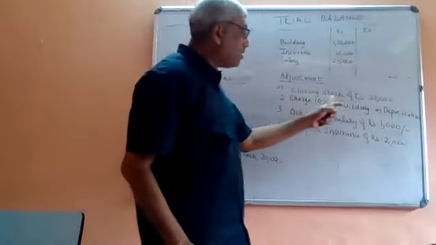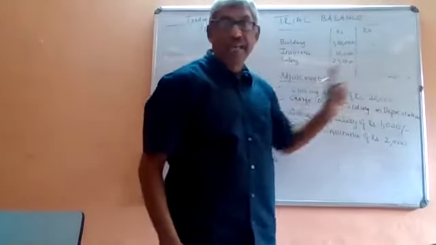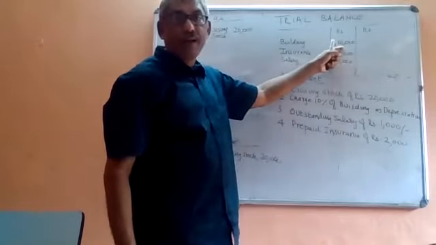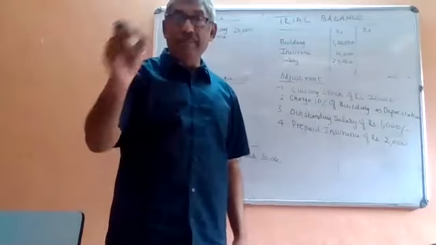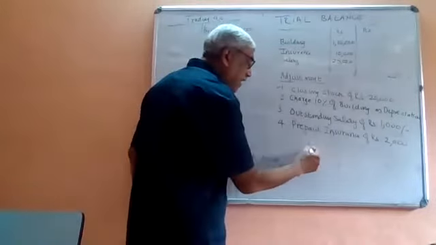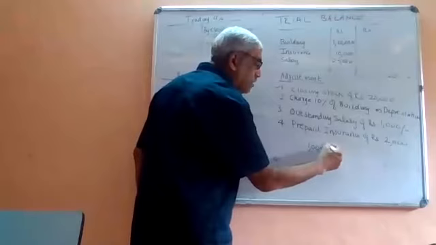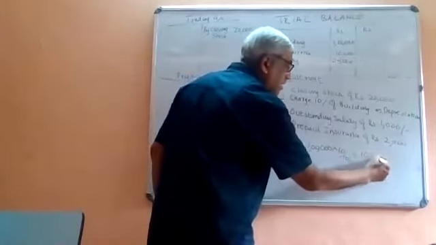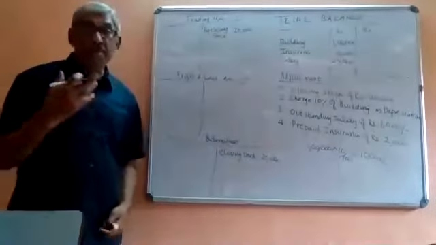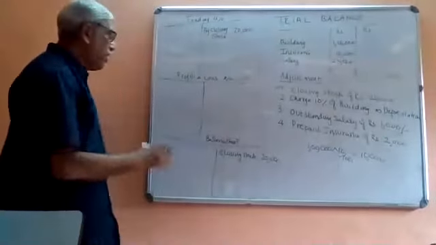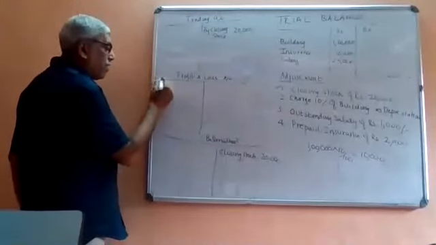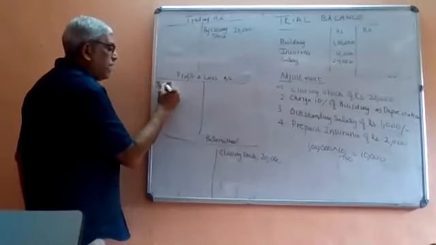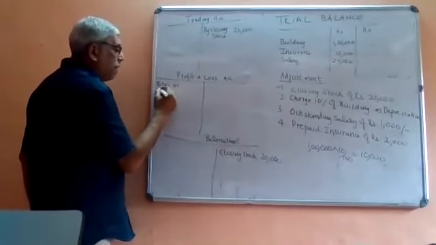Now the second is charge 10% of building as depreciation. What is the cost of building? Building is 1 lakh. You have to charge 10% as depreciation. So 10% of 1 lakh is 10,000 rupees. Now depreciation is a loss. So on the debit side of the profit and loss account, I will write depreciation on building.